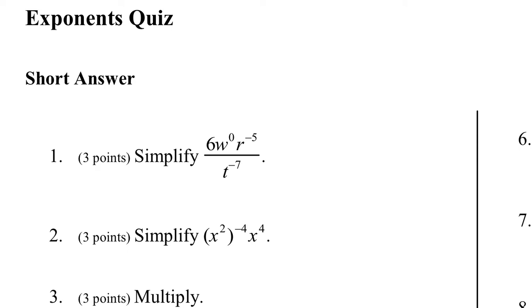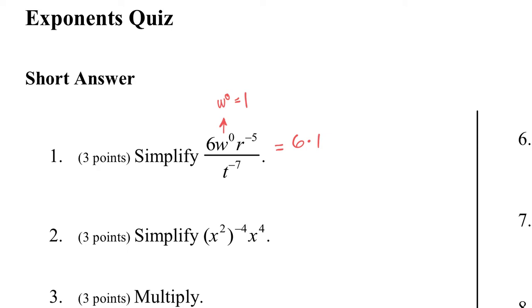And what we got is 6 times w to the 0. Anything to the 0 power, so w to the 0 power, is equal to 1. Okay, I didn't write that so well. Let's write that again. W to the 0 power is equal to 1. Anything to the 0 power is equal to 1. So this will be 6 times 1.